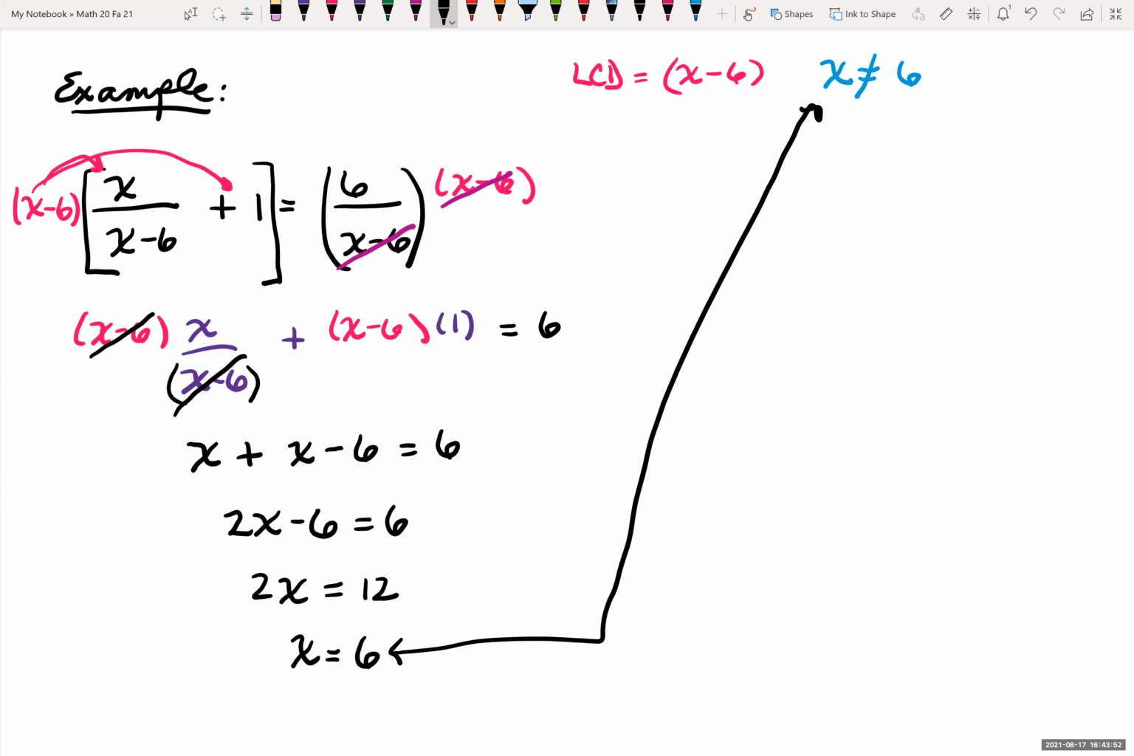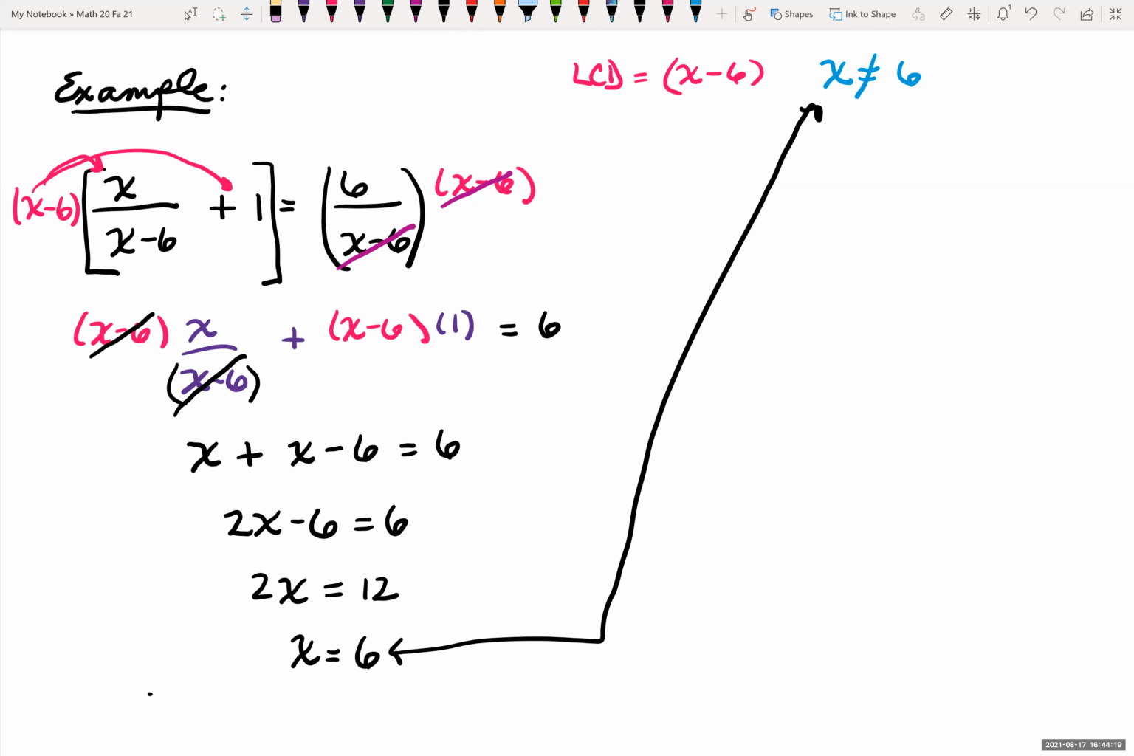Why can't x be 6? Because our original equation has x minus 6 in the denominator. If I plugged 6 back into the denominator, I get 6 minus 6, which is 0. There's nothing I can multiply 0 by to get back 6. We can't divide by 0. That's undefined.